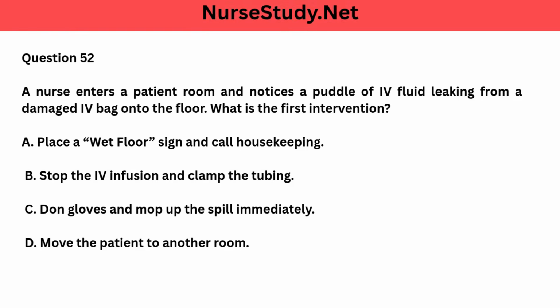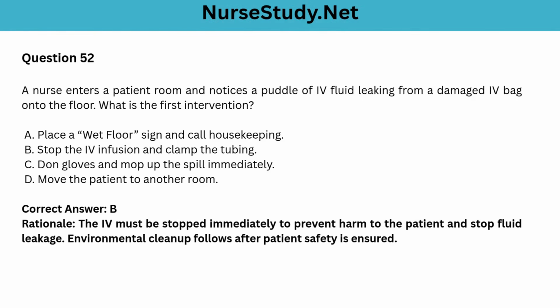Question 52. A nurse enters a patient room and notices a puddle of IV fluid leaking from a damaged IV bag onto the floor. What is the first intervention? A. Place a wet floor sign and call housekeeping. B. Stop the IV infusion and clamp the tubing. C. Don gloves and mop up the spill immediately. D. Move the patient to another room. Correct answer, B. Rationale. The IV must be stopped immediately to prevent harm to the patient and stop fluid leakage. Environmental cleanup follows after patient safety is ensured.